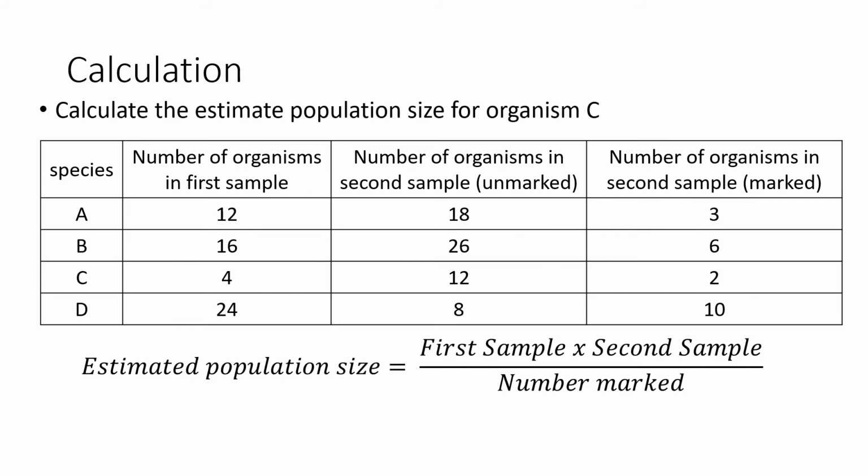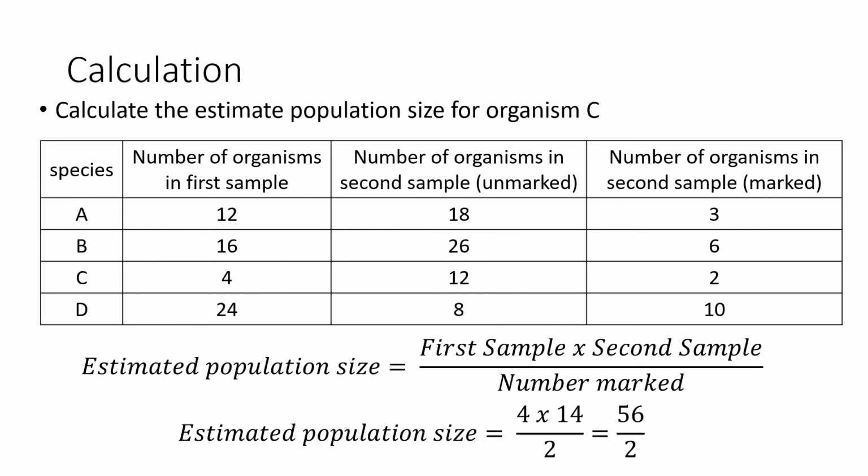So to get the total second sample, you actually need to get the 12 that were unmarked and add the 2 that were marked. So the size for the second sample is actually 14. And then we've got to divide that by the number in the second sample that were marked, and that tells us from the table that there were 2 organisms. So our calculation, when we put the data in, we should have 4 times 14, and then divide that by 2, which is 56 divided by 2, which will give us an answer of 28.